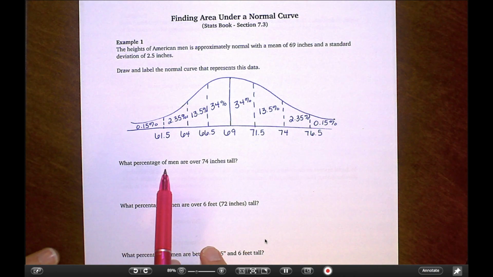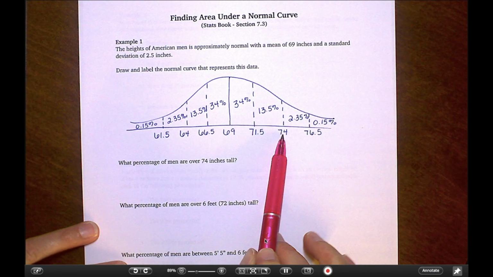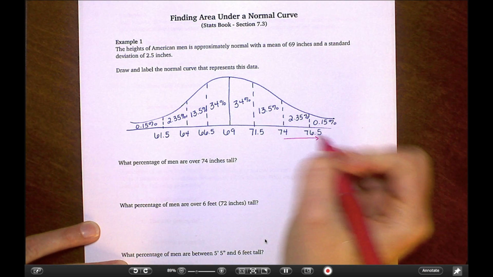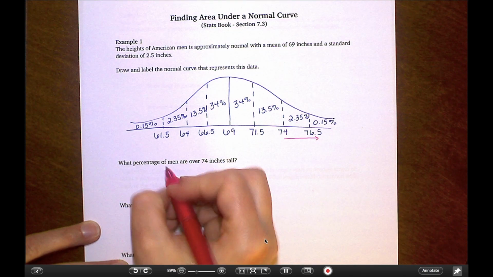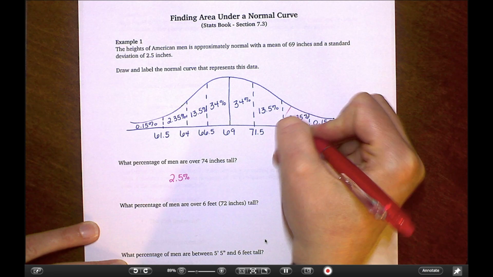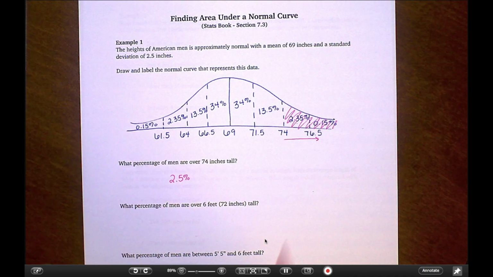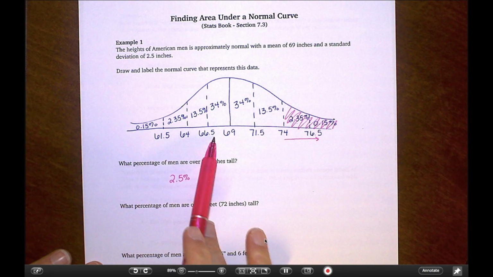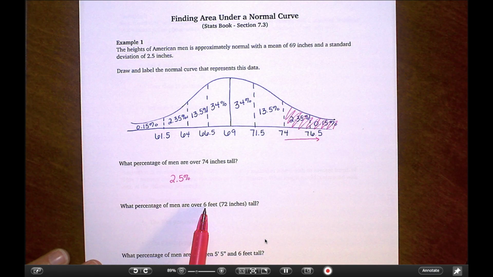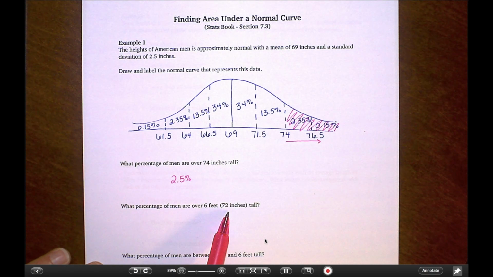So when I ask you a question about what percentage of men are over 74 inches tall, we can say, all right, well, here's 74. The area to the right, or the percentages to the right, would be the 2.35 plus the 0.15, and we would say 2.5%. Okay, that represents this area right here. Okay, and that's all fine and good if the number that I ask you about shows up down here, right? But when I say what percentage of men are just over 6 feet tall, over 72 inches tall, then we're going to have a little bit of a problem.